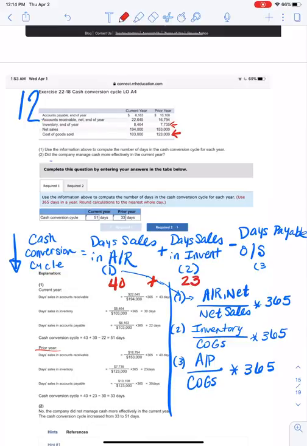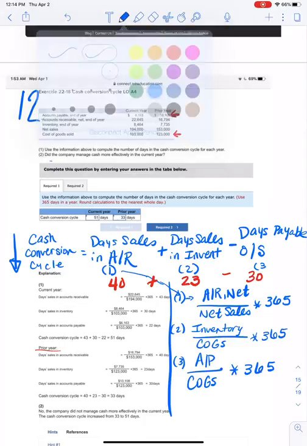And finally, whenever I look at my days payable outstanding, what I'll do is take my $10,108 that we have in accounts payable at the end of the year. I will divide that by my cost of goods sold of $123,000, and I'll multiply that by 365. So now that we've done that, that will bring us out to 30 days.